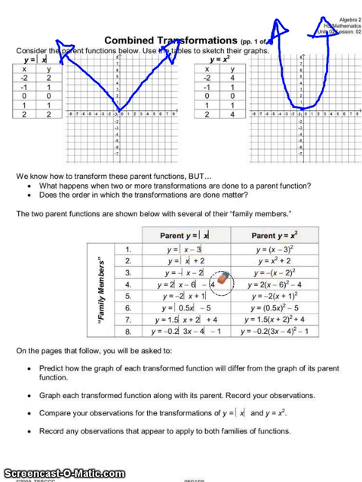on the pages that follow, you will be asked to predict how you think the graph of each transformation function will differ from the graph of its parent function. You're also going to be asked to graph each transformation function along with its parent function. And remember I told you it's a good habit to use color markers. If I want to show two different graphs, I may use color markers. It's also good to bold one if you want to. Then we're going to compare the observations for the transformations, and record any observations that appear to hold for both families of functions. So let's go to the next page.